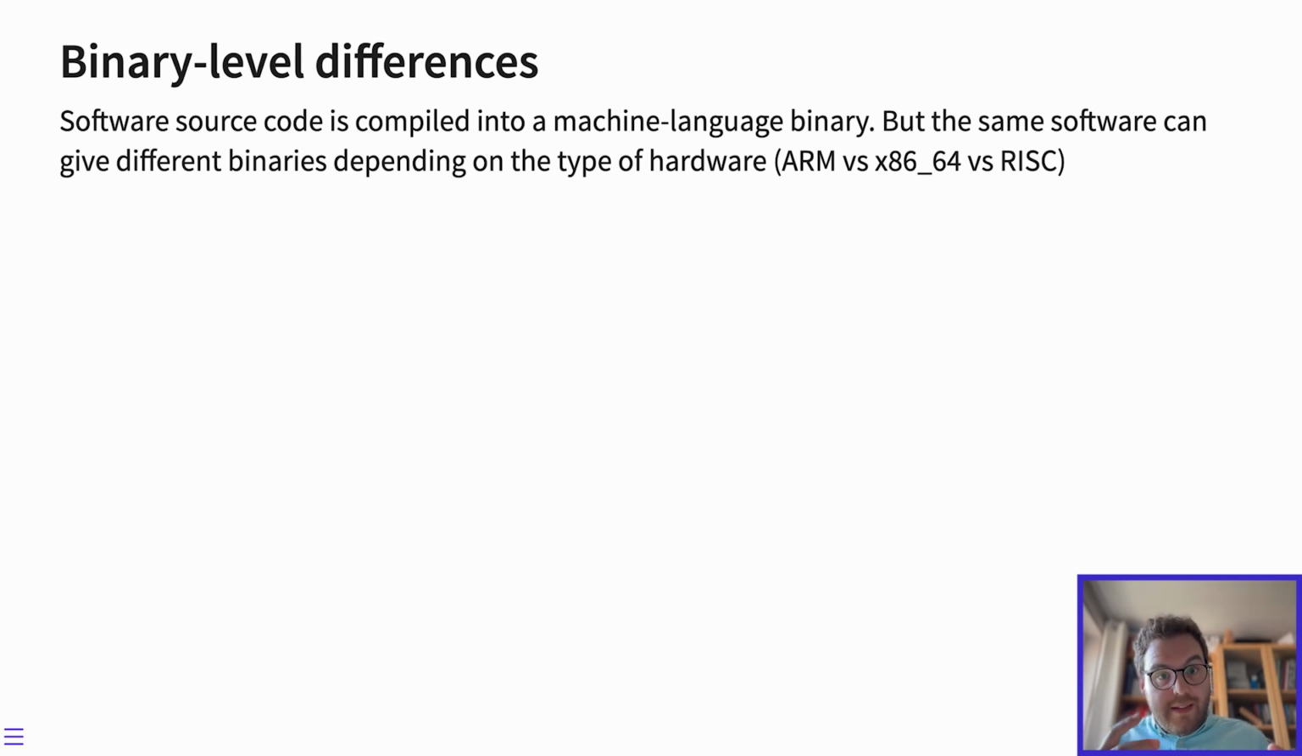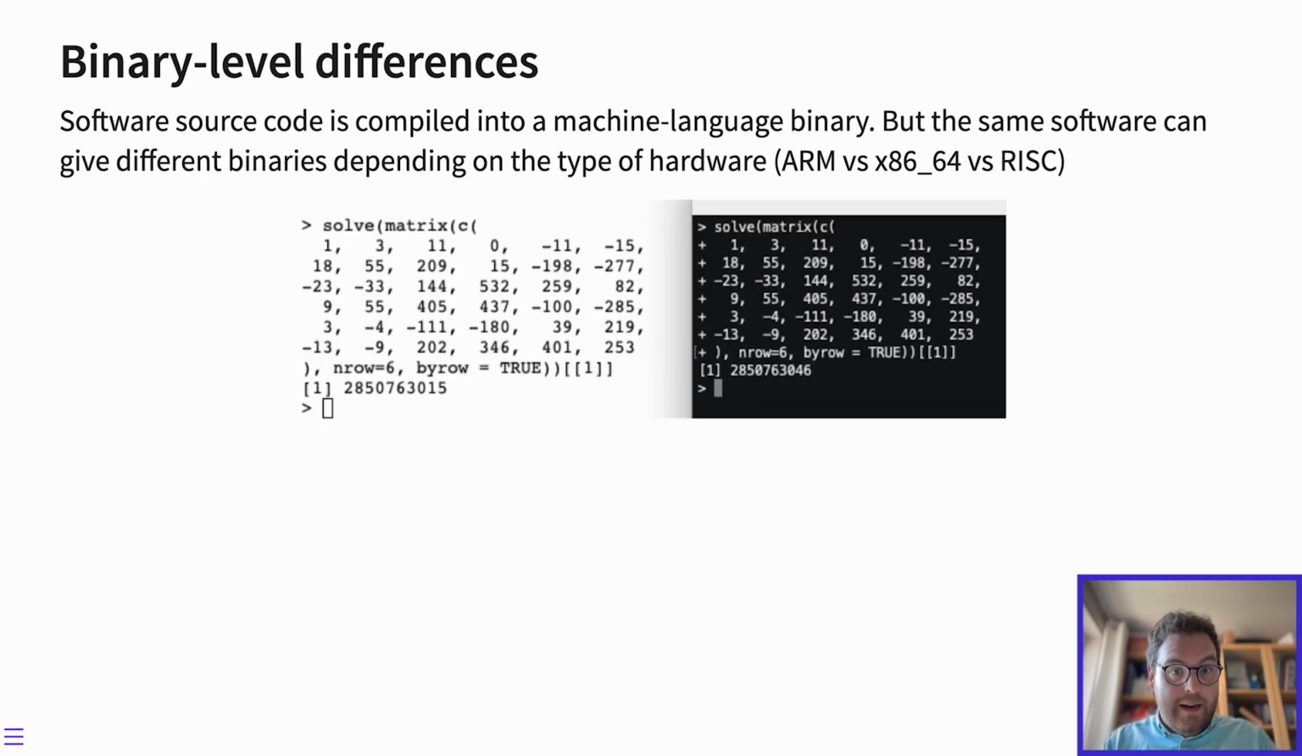And that means even if you have exactly the same source code, if you compile it for these different types of machines, you can get different answers. 99% of the time, this doesn't really affect you, but it can. It can happen. And here's an example of such a thing.